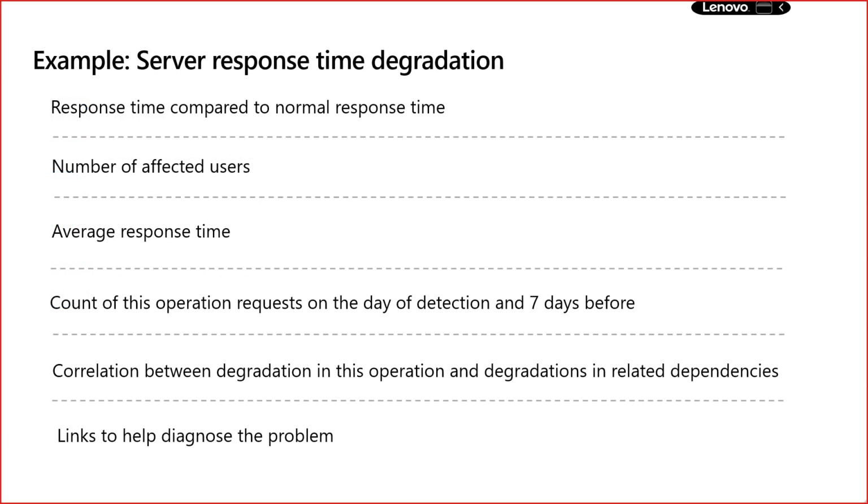If you have, this is just an example. Okay, make sure that you remember this kind of slides when the slides are coming, or you go through them before the examination as well. So this is just an example where the server response time is degraded. If server response time is compared with the normal response time, the number of affected users you have to understand. You have to look at the average response time. What was the average response time? Now what is the response time currently? Count of the operation requests for the 7 days. You have to compare those.